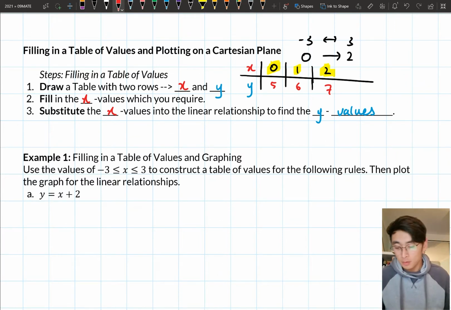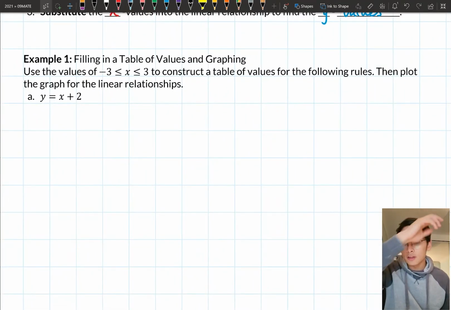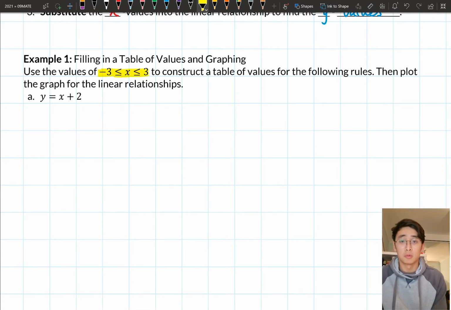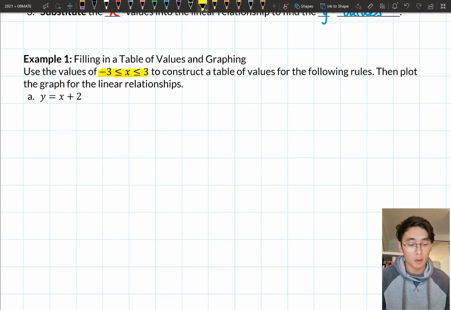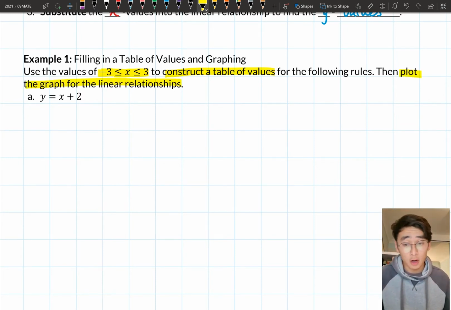So let's have a go at that. So example number 1, filling in the table of values and graphing. So using the values of x from -3 to +3. So here this just means x is going to be between -3 and 3. I'm going to construct a table of values for the following rules and then plot them on a Cartesian plane. So let's have a go at this.